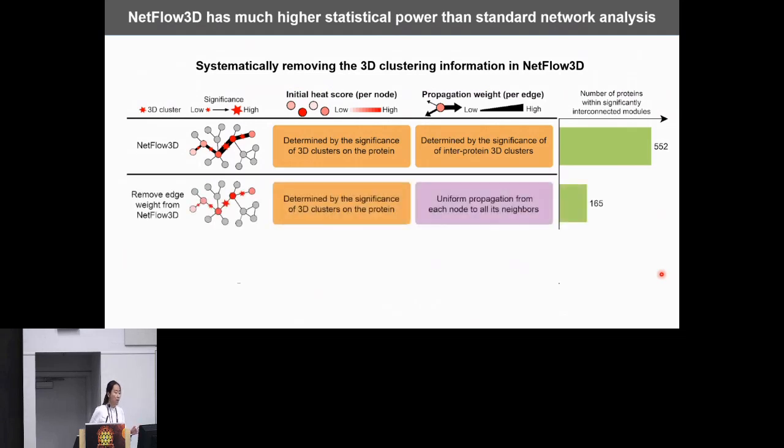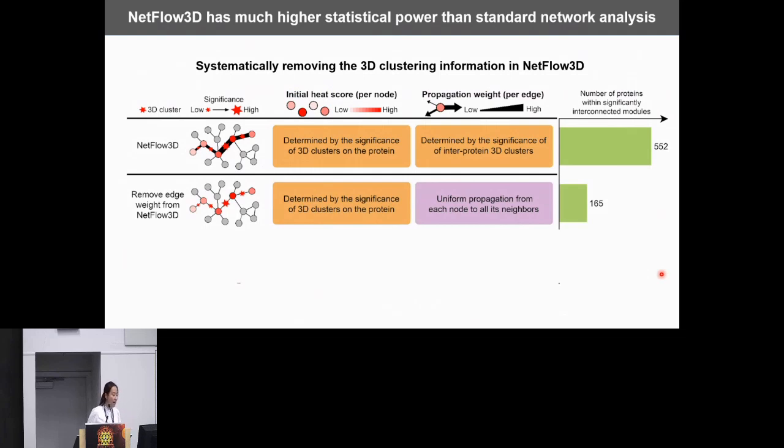So first, I removed the edge weight. The edge weight in NetFlow3D is determined by the significance of 3D clusters on the binding interfaces. In this way, the resulting significantly interconnected modules contain only less than 1/3 of proteins compared to the original NetFlow3D identified modules.